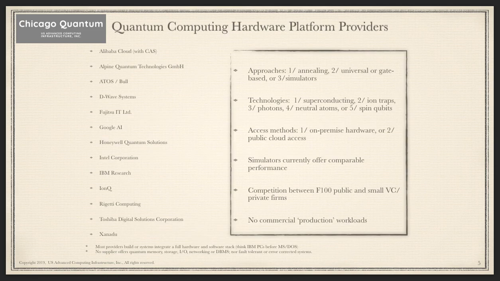So there's a lot of providers. These are in alphabetical order, from Alibaba to Alpine Quantum Technologies, all the way down to Rigetti, Toshiba, and Xanadu.